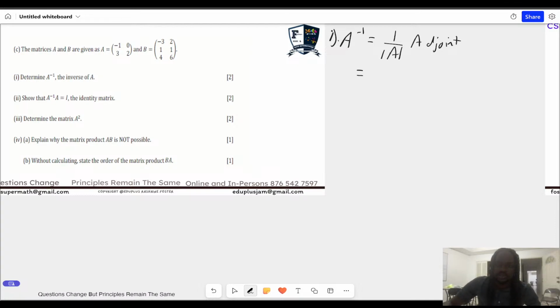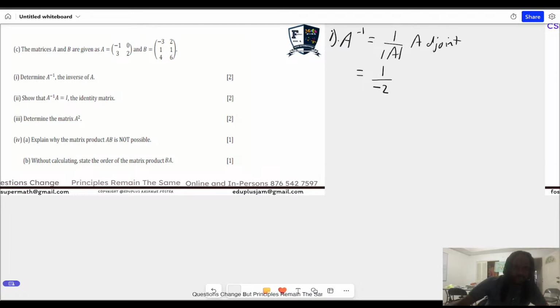So 1 over, what's the determinant of A? So negative 1 times 2 is negative 2 minus 0 times 3 is 0. So negative 2 minus 0 is simply negative 2.